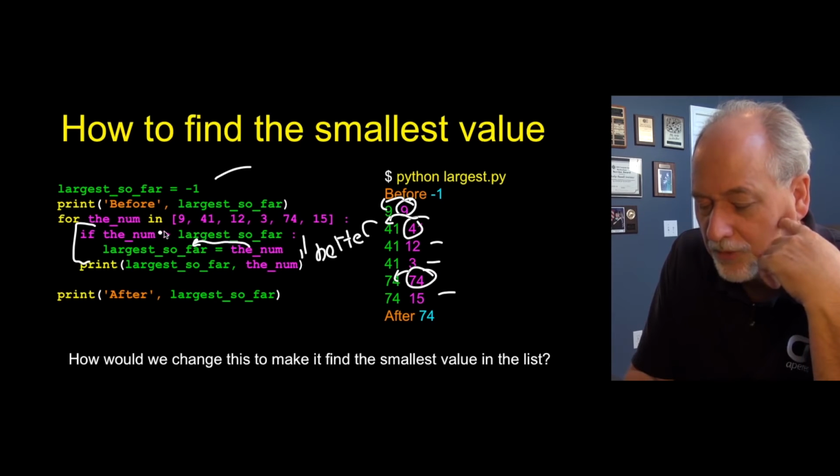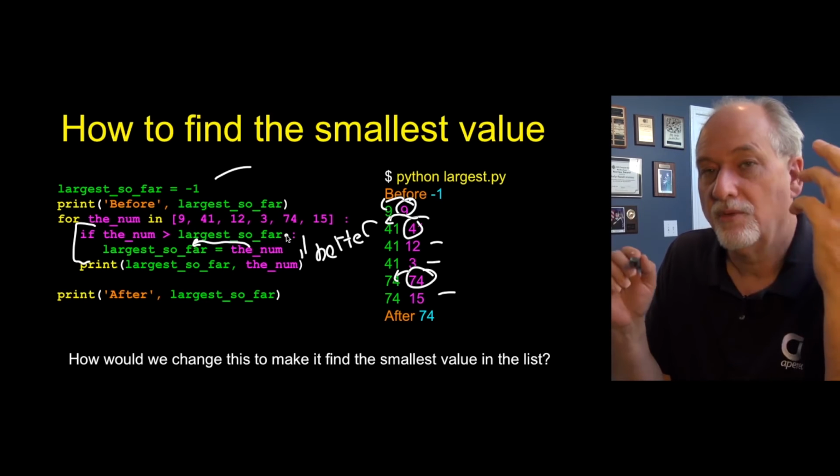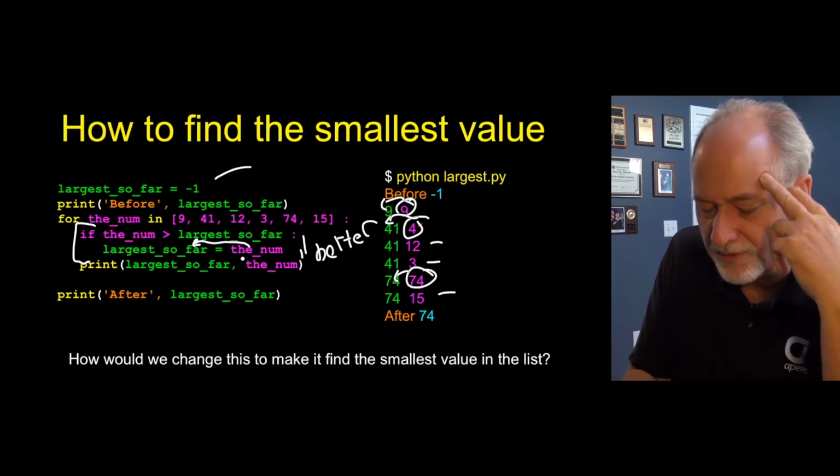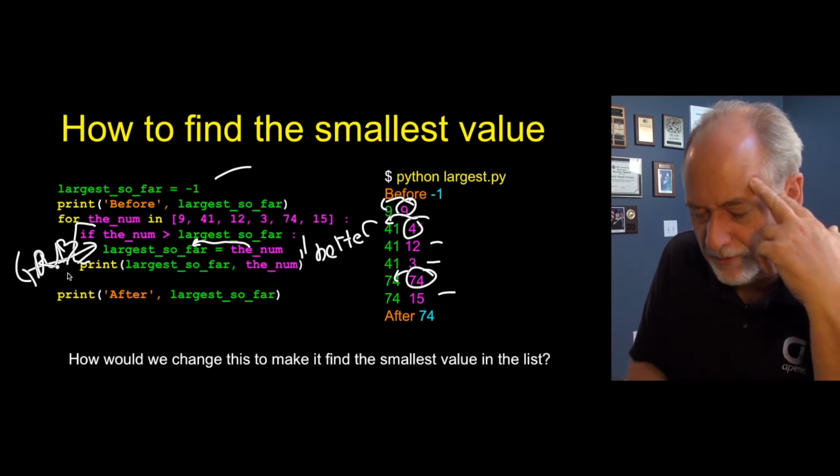When the number we're looking at is greater than our working hypothesis of the largest, we grab it because it's better. So this line right here is the grab line. Grab it. Okay?